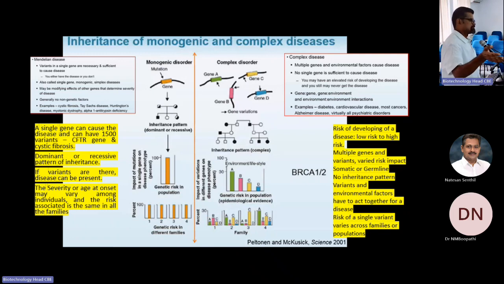Whereas if we go to a complex disorder, multiple genes and environmental factors are involved. So the risk of this disease, for example breast cancer involving BRCA1 or 2 genes, among different families, the risk factors can be different. Right? It is because it is a multi-gene disorder. So it may be somatic, it may be germline. The variants can change, right? Even if there is a mutation, the individual or the families need not necessarily have the disease, right? So this is with respect to genetic predisposition.